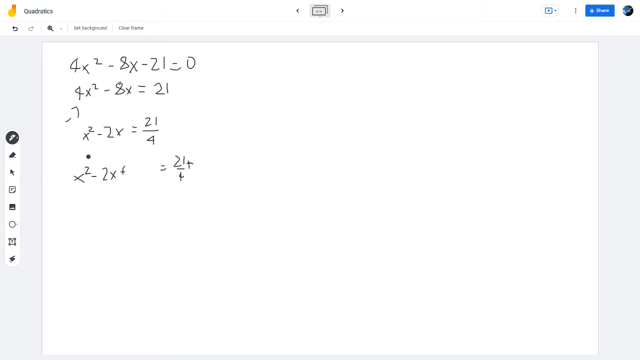So because negative 1 is half of negative 2, we're going to be adding negative 1 squared onto both sides. Remember, we always just add half and then squared. Half of b, we add b over 2 squared onto both sides always. And so then this is just going to be 1, right? So x minus 1 squared is going to be equal to 21 over 4 plus 1, which is 21 over 4 plus 4 over 4, so that's just 25 over 4.